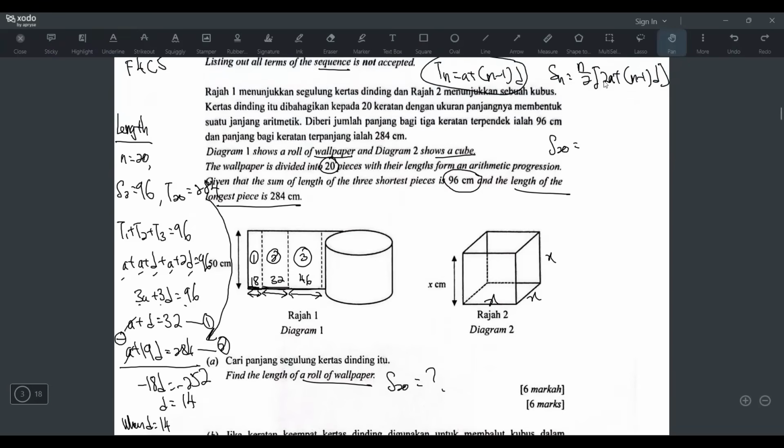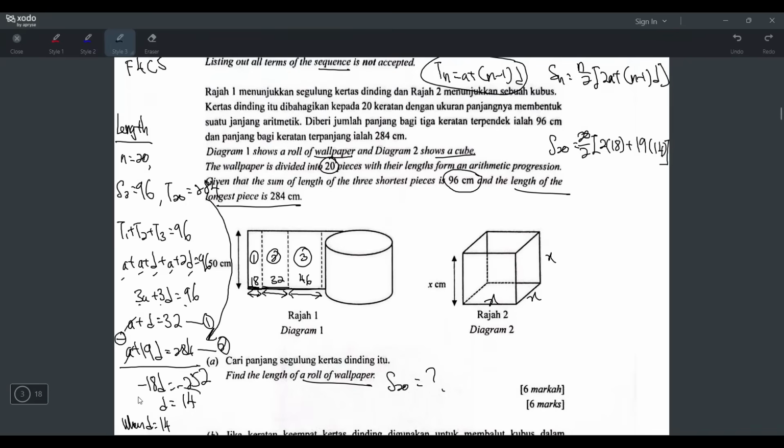So I got right up here just now. So it's N over 2, but your N is 20, so 20 over 2. Big bracket 2A, so your A is 18, plus N minus 1, which is 20 minus 1, 19D. Okay, your D is 14. From here, now you can key in all this.